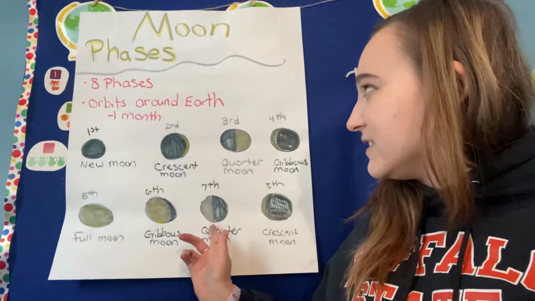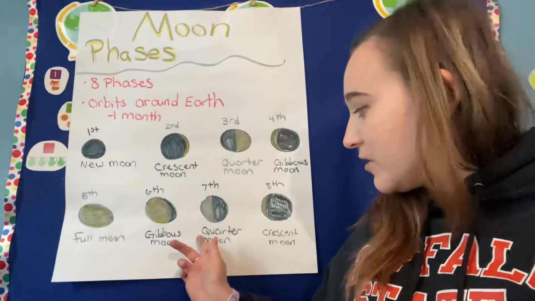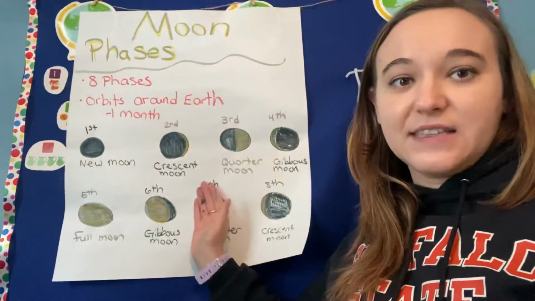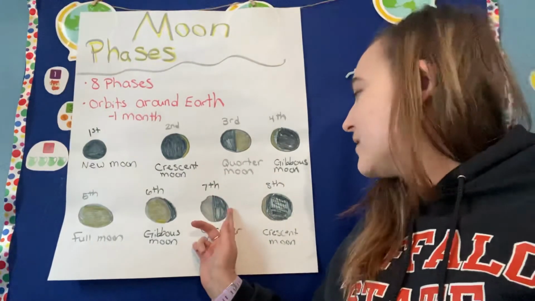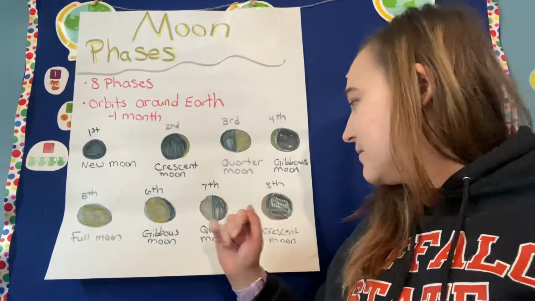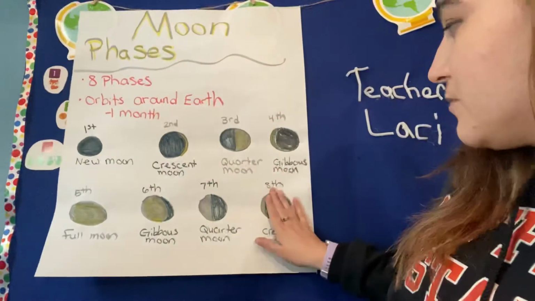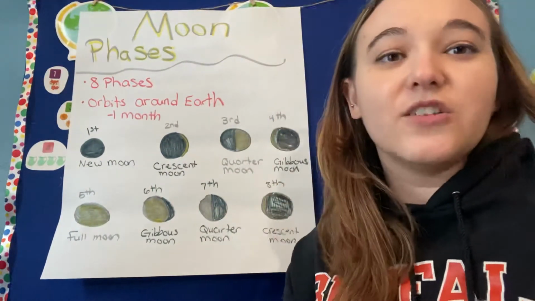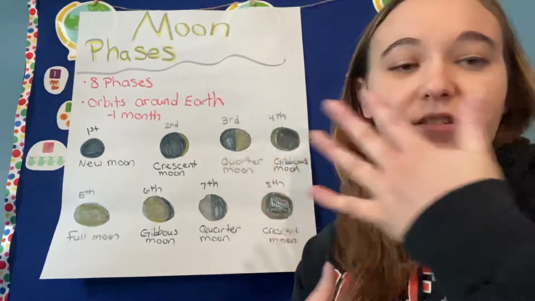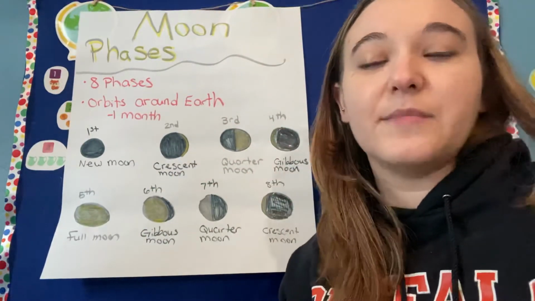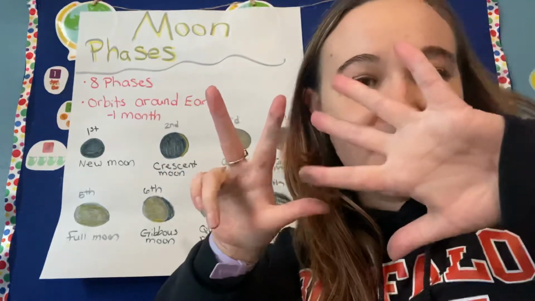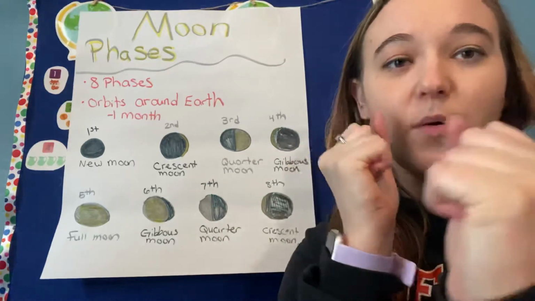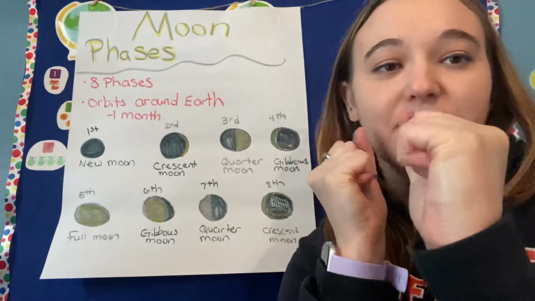Then we move on to our 7th phase, and that's called the quarter moon again. That's when you see the quarter, but it's on the opposite side of what you saw before. And then our final phase is the crescent moon again, where most of the moon is covered and you see a little sliver. They kind of move throughout, and you'll see parts of the moon. But there are 8 phases of the moon that we go through, and then the moon orbits around the Earth, and that's how we see parts of the moon.